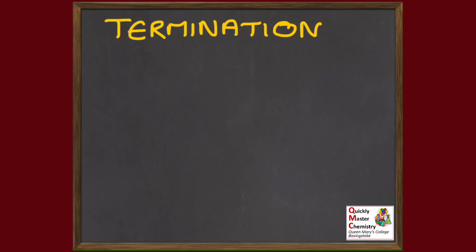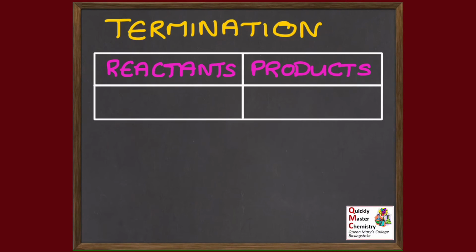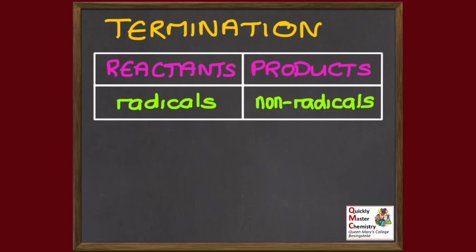The final type of event we need to consider for radical reactions is termination steps. And so let's look at what we mean by that. Again, we can compare reactants and products. In a termination step of a radical reaction, we have radicals in the reactants, but our products no longer contain radicals. So termination steps remove radicals from the reaction.